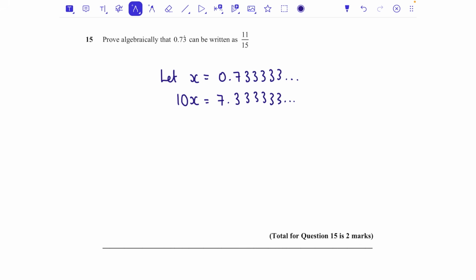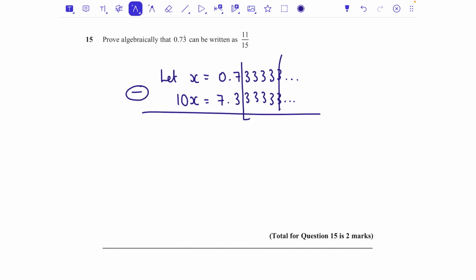7.33333. Now there's only one digit repeating here, so I only need to times by 10. If you had 2 digits repeating, like it was going 313131, then you'd times by 100 to line up the 3's under the 3's and the 1's under the 1's. But here you only need to times by 10. We're then going to subtract, but I'm going to do the bottom row, take away the top row. Now 3 take 3 would be gone.